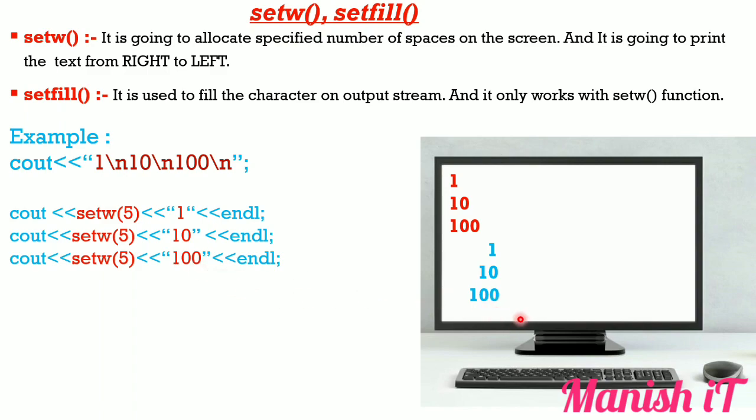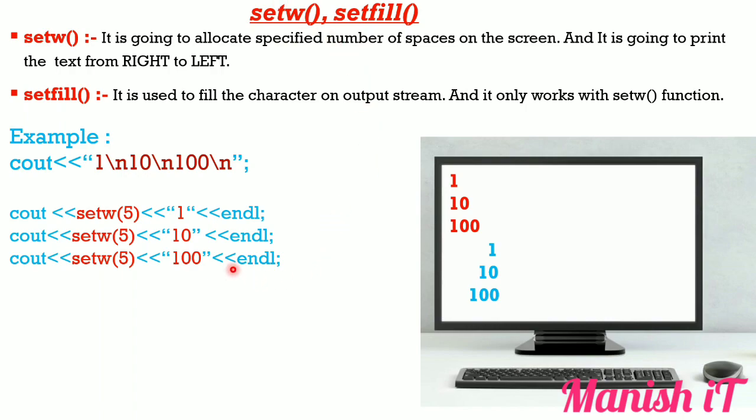Next, I want to fill this blank space with some extra character, like a star. How can we fill this? Then we need the setfill function. The setfill function works whenever you want to fill this blank space with another character.